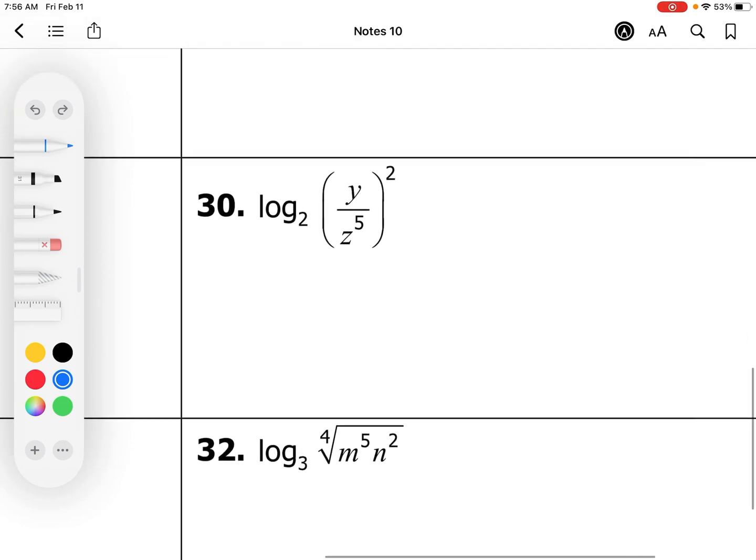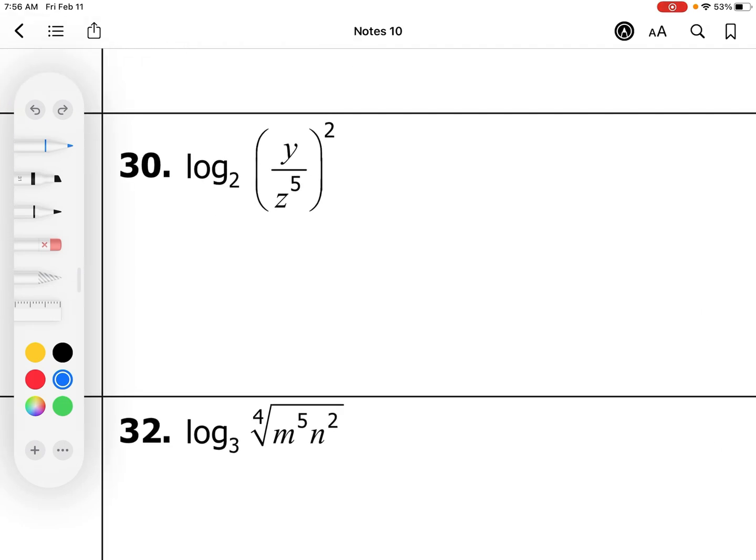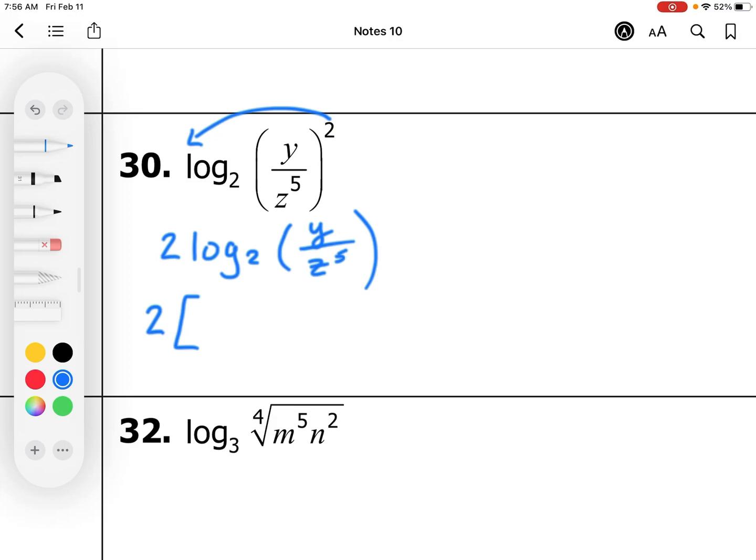All right, last example for today. Let's maybe do 30. Expanding this, we're going to move the 2 out in front to log base 2 of this y divided by z to the 5th. Quotient rule says that when we have the numbers being divided, we're going to subtract. So we have log base 2 of y minus log base 2 of z. And instead of writing that 5th power, I'm going to put it out in front. And that is my fully expanded log.